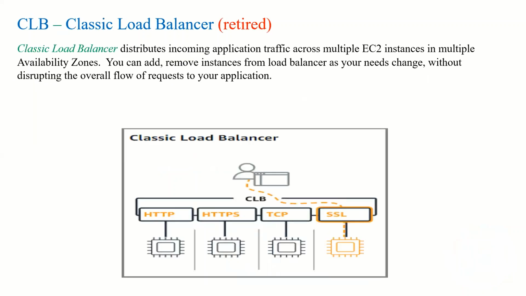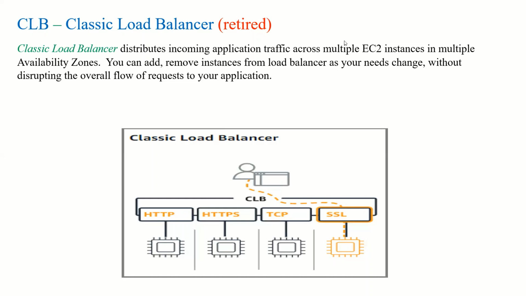The last category is the classic load balancer. This particular load balancer is already decommissioned and no longer exists. A classic load balancer distributes incoming application traffic across multiple EC2 instances in multiple availability zones. This is how it was designed to perform. You can add or remove instances from the load balancer as your needs change without disrupting the overall flow of requests to your applications. The same job is now taken care of by the gateway load balancer.